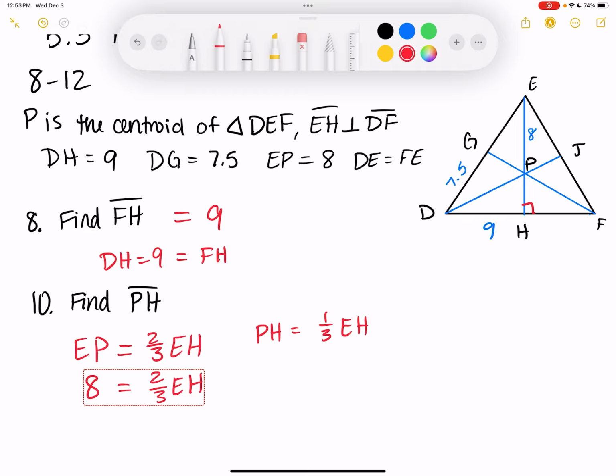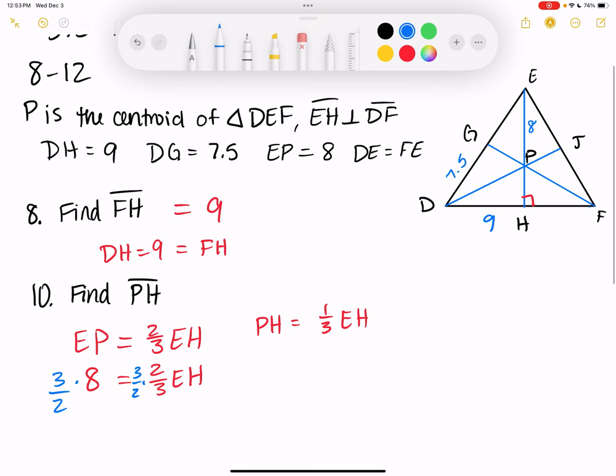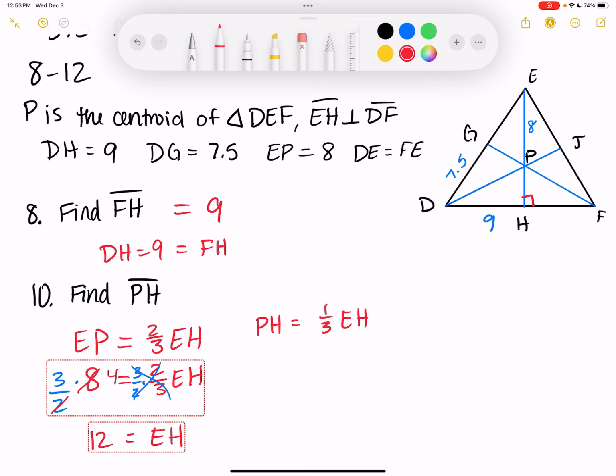So we would multiply then by 3/2 on both sides. So that way this cancels over here. 2 goes into 8 4 times, so I end up with 4 times 3 is 12. And so that is EH. But that's not what it asked me for. It asked me for PH. So I can either take this 12 and plug it into this other formula over here, because if this is 2/3, this has to be 1/3. Or I can just say 12 minus 8 equals, and I can find that value there.